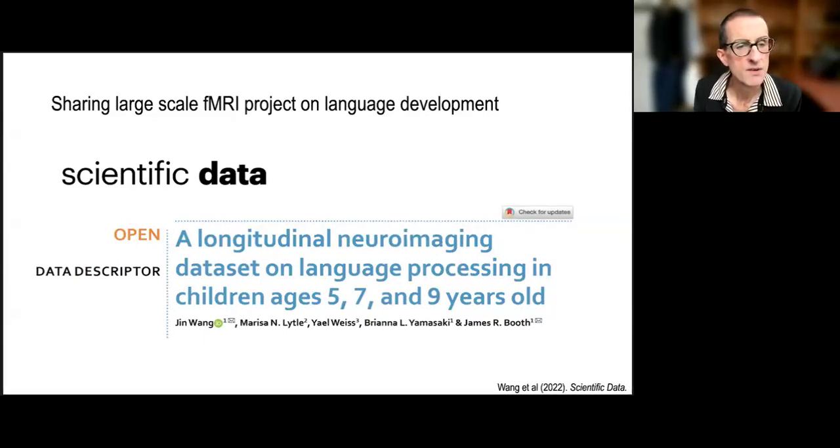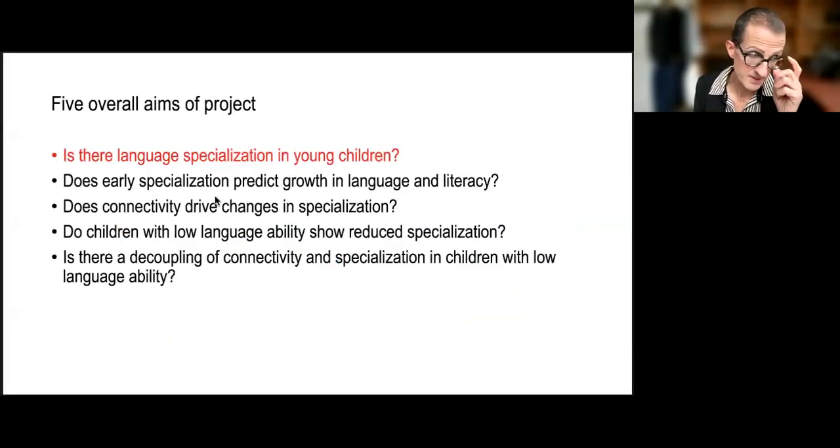We're going to focus on this neuroimaging project that looked at language processing in 5, 7, and 9-year-olds. This project had a bunch of different questions. As I said, we're going to focus just on whether we can demonstrate language specialization in young children and whether there appear to be developmental differences in that specialization. Other questions which we'll touch upon briefly are listed here, so I'll come back to those later in the talk, but won't consider those in detail.